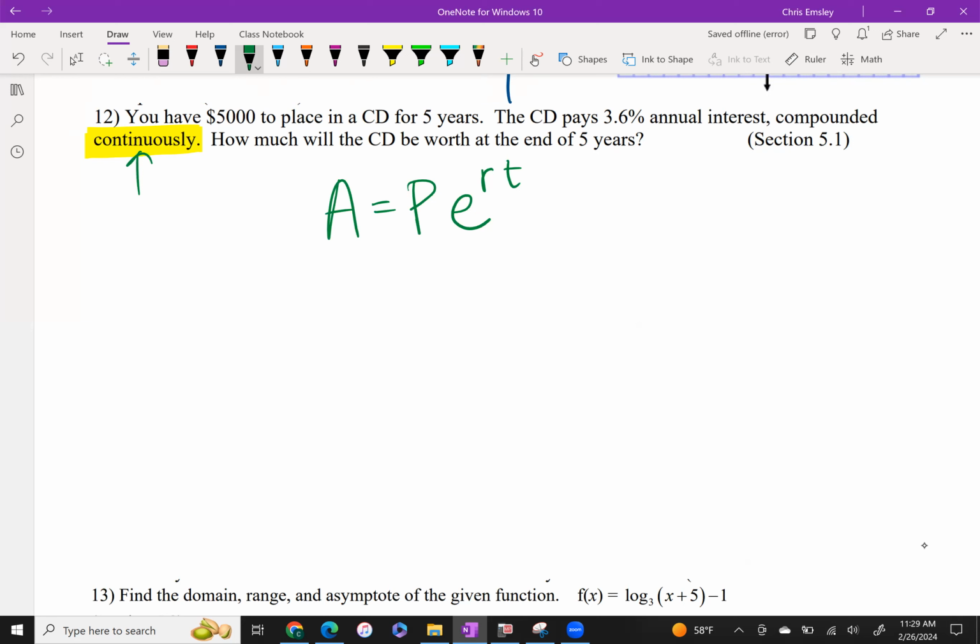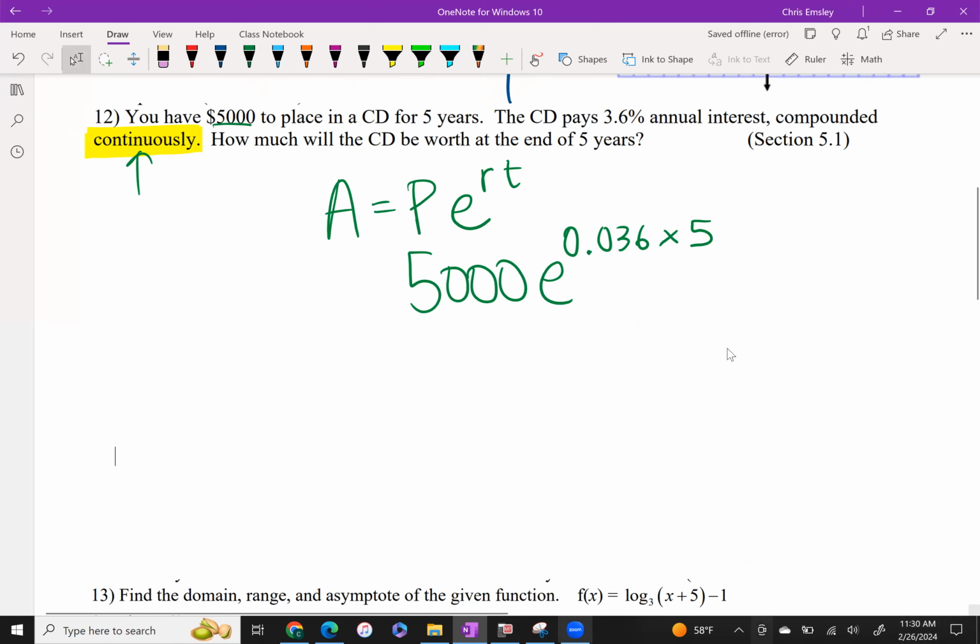And this one's pretty straightforward. You have $5,000, so that's what we're starting with. That's going to go in for P. Our interest rate is 3.6. Make sure you change that to a decimal. And we are going to keep the money in there for 5 years. So we multiply that interest rate times the number of years.